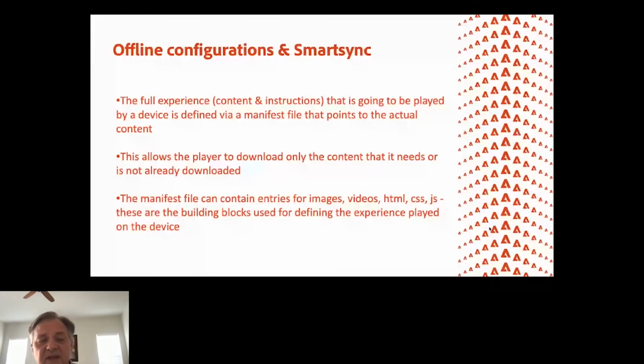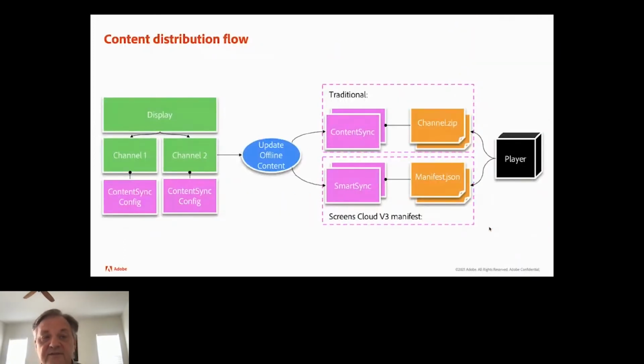Additionally, when it comes to updating the experience, SmartSync allows the player to only download the content that it needs. If it has content in the manifest that it already has, it's not going to download that content again, thereby eliminating the need for utilizing more bandwidth. And the manifest file contains entries for all of those assets as well as the instructions. Those are essentially the building blocks for defining the experience that's going to be played on the device.